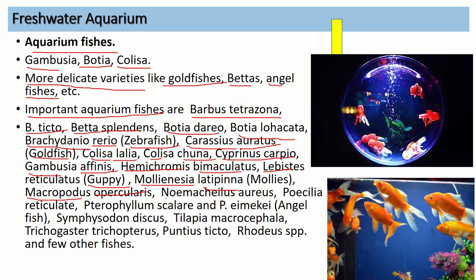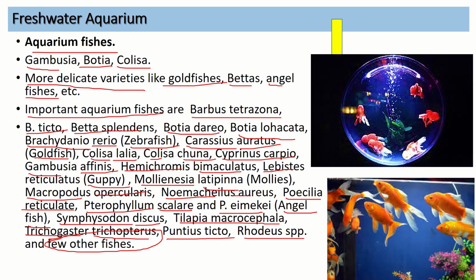then Nemacheilus, Poecilia reticulata, Pelvicachromis scaleri, Pelvicachromis, angelfish, Symphysodon discus, Tilapia mossambica, Trichogaster trichopterus, Puntius ticto, Rhodeus species, and so many other species are grown in the aquarium.